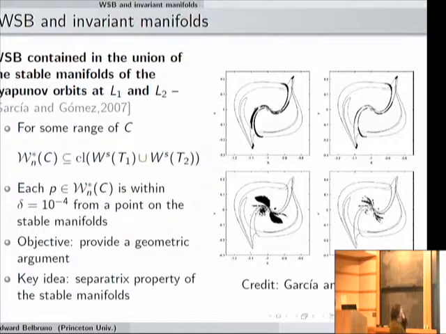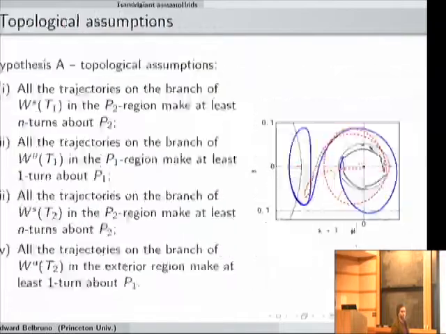All right. Now Garcia and Gomez conjectured the result that we are investigating in more detail, and their conjecture was that for some range of the Jacobi constant C, the nth weak stability boundary is contained within the closure of the stable manifolds about L1 and L2. And what we'd like to do here is provide a geometric argument for this and investigate it in more detail.